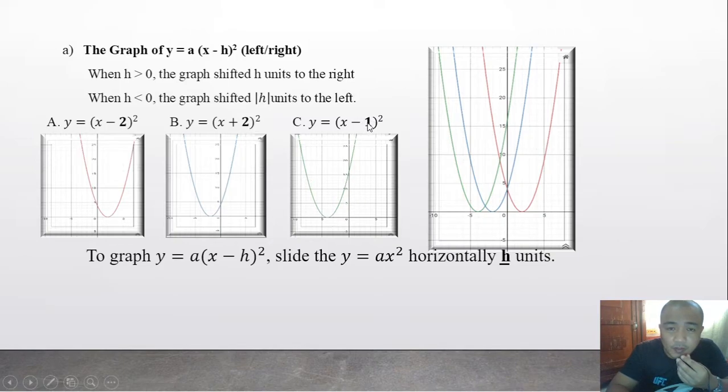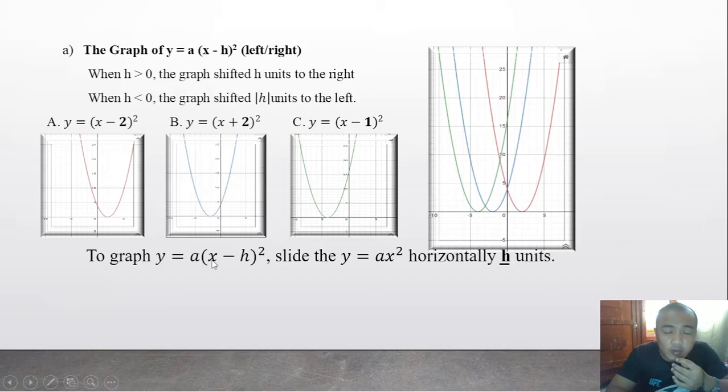So pag plus 4 kasi negative yung h, diba? If h is less than 0, the graph is shifted h units to the left, like this. For example, in letter B, plus 2, that means negative 2 yung h, shifted 2 units to the left. But meanwhile, in letter A, h is 2, positive siya, it will be shifted 2 units to the right.